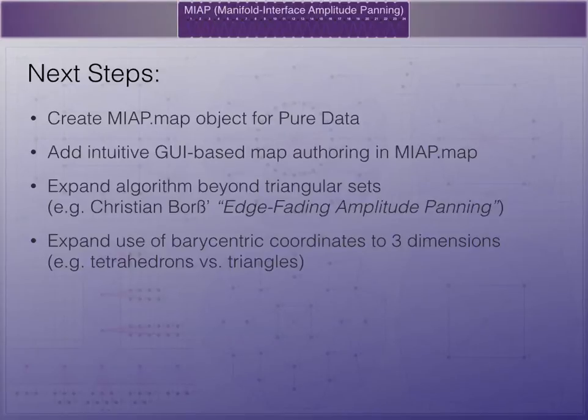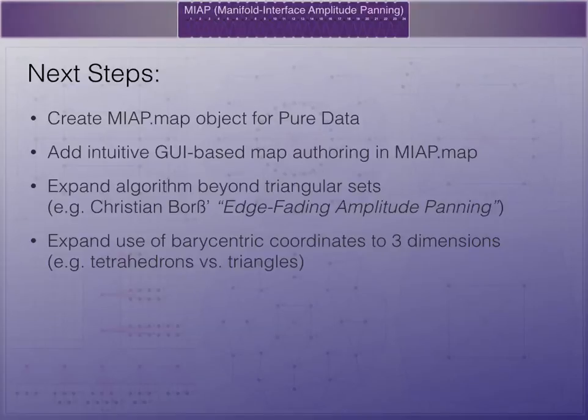I'd also like to explore expansions of the algorithm to go beyond triangular sets, especially at the boundaries of nodes. Fading out for silent nodes could benefit from sets that are more than 3 sides for smoothness. So I'm interested in Christian Bohr's edge fading amplitude panning algorithm that was also presented at AES this year. And I'm possibly interested in exploring the expansion of barycentric panning to 3 dimensions.